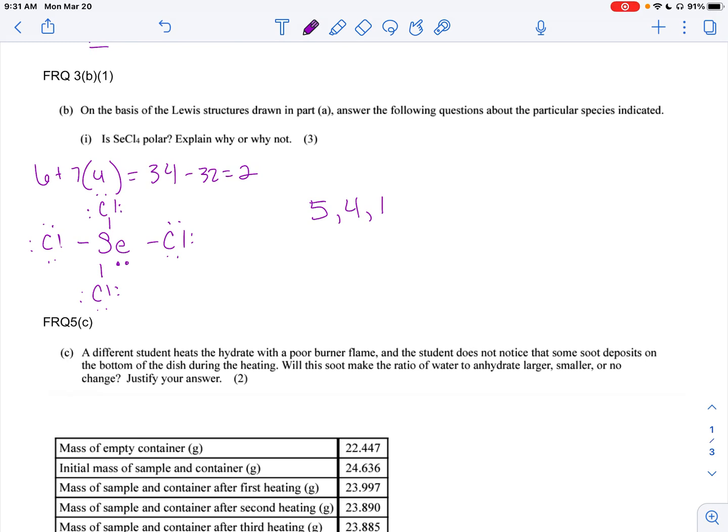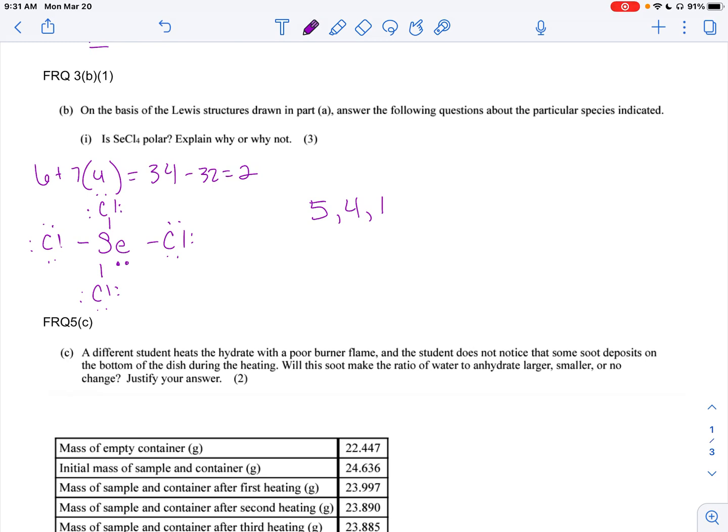Trigonal bipyramidal has 2 bond angles, 90 and 120. So no, I'm not going to draw out the shape, but you just know it's not symmetrical because there's 2 different bond angles there. Okay, so that means it's going to be polar. The reason why something is polar is because all of the dipoles do not cancel out.